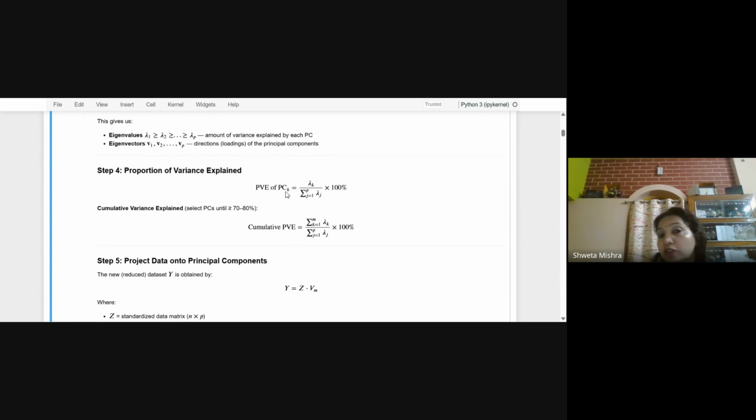So suppose this is for the first principal component, PC1, their percentage. Then PC2, their percentage. And since we have 8 variables, the cumulative will be added one by one: PC1, then PC2 will be PC1 plus PC2, then PC3 will be PC1, PC2 plus PC3. This way we will proceed for the cumulative PVE.